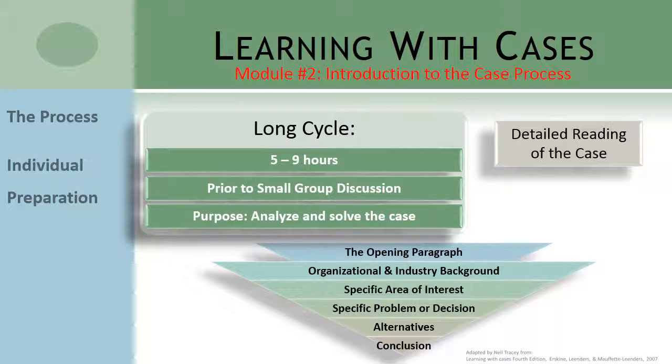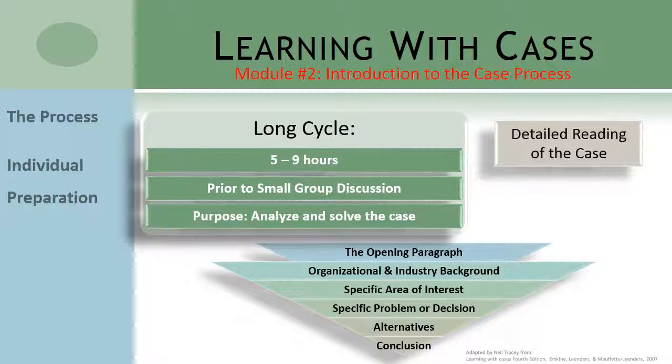The next major area to spend time reading is the organizational and industry background section. This section is often the largest section of the case, providing general background information on both the organization and the industry, framing up the issues that need to be solved or the decisions that must be made. We often find hints or clues in this section that can be useful in the development of our SWOT analysis.